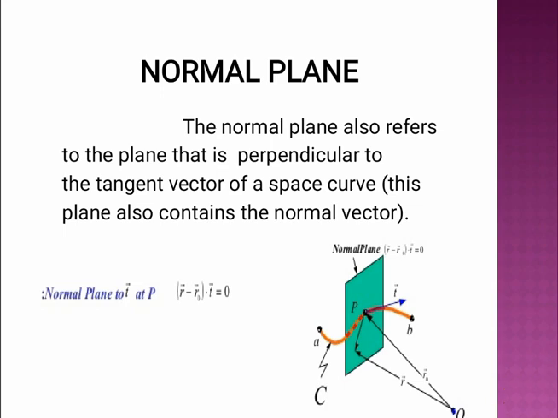Next one is normal plane. The line which touches the curve is known as tangent line. The tangent line perpendicular to the line is known as normal line. The normal line lying in the plane is also known as normal plane. The normal plane also refers to the plane that is perpendicular to the tangent vector of a space curve. This plane also contains the normal vector. The normal plane to the tangent t vector at the point P is (r vector minus r0 vector) dot t vector, which is equal to 0.